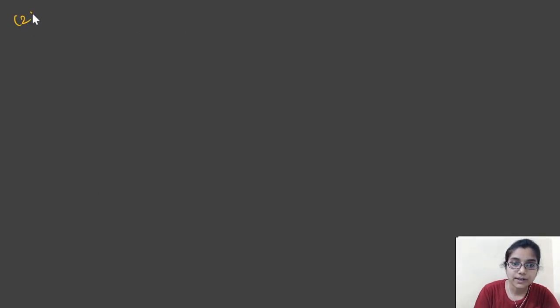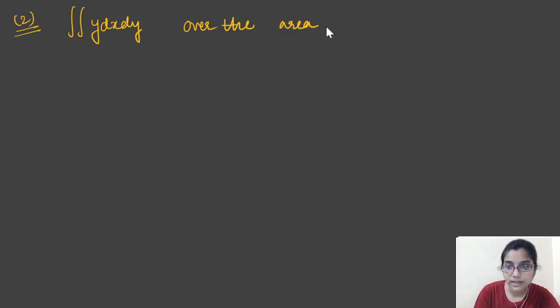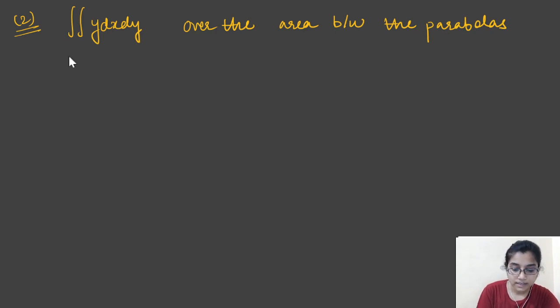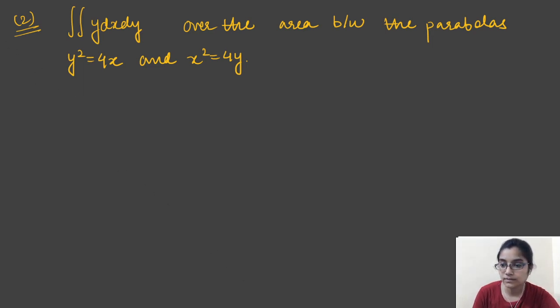So the next question that we have to do today is we have to evaluate this integral y dx dy over the area between the parabolas. And what is that? y square is equal to 4x, and x square is equal to 4y. Okay, so first we have to draw our region of integration. Once we draw it, then we have to find out the limits. Okay, so let's quickly draw the region.